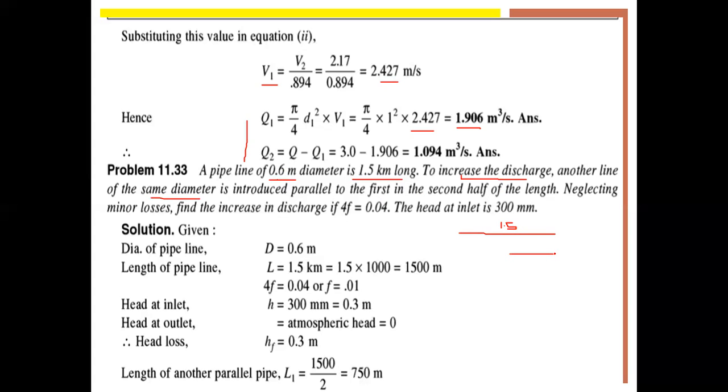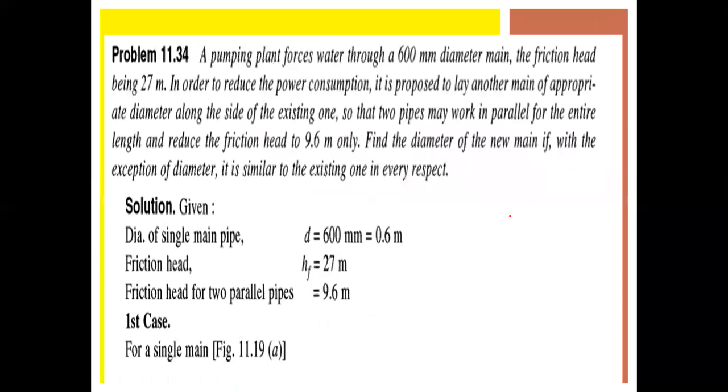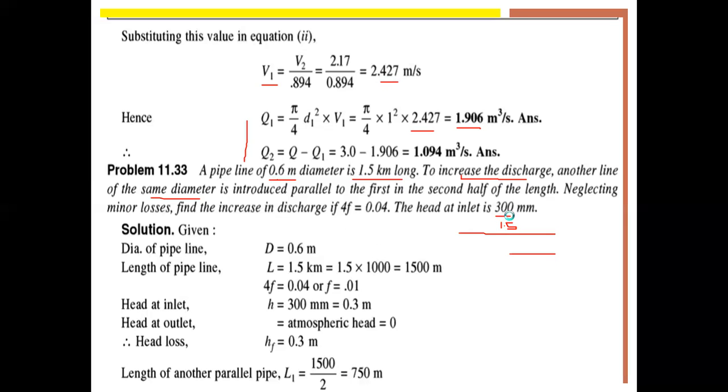Neglecting the minor losses, find the increase in the discharge if 4f is equal to 0.04. The head at the inlet is 300 mm. There is the condition, right? So I think this problem is lengthy, so that you can understand what's happening in reality. So the first pipe, the second pipe. Okay. So the diameter of the two pipes are same.